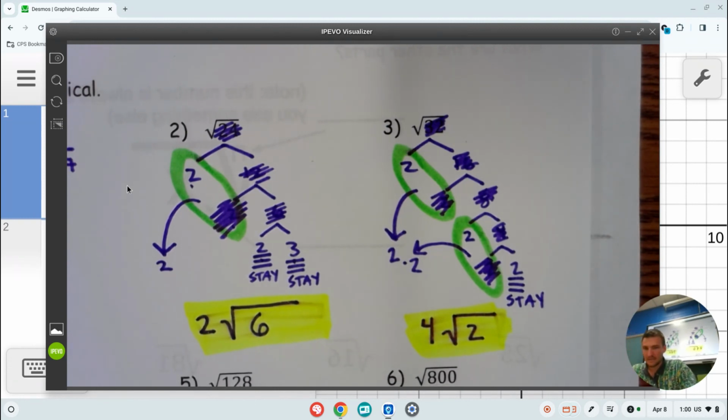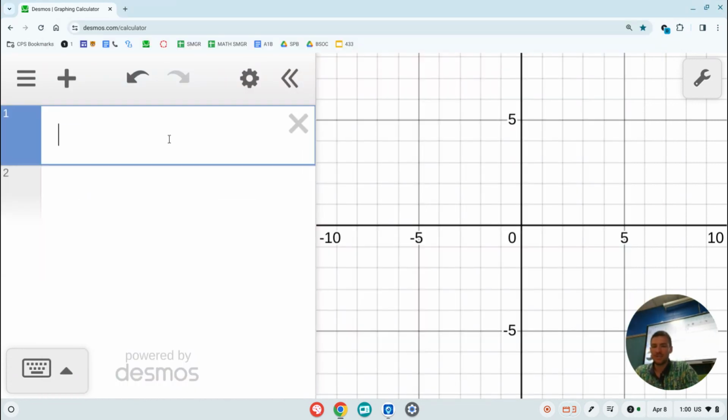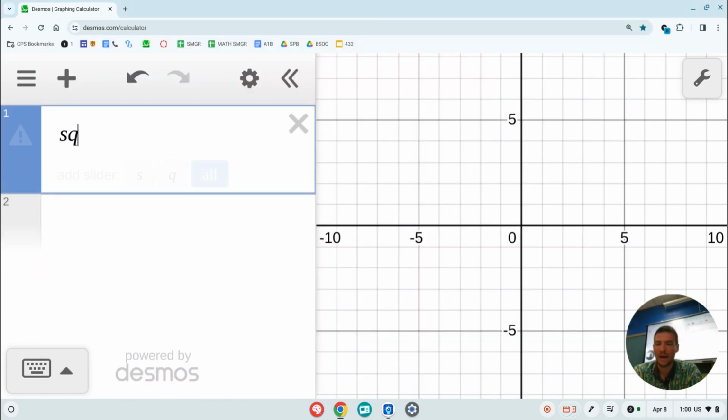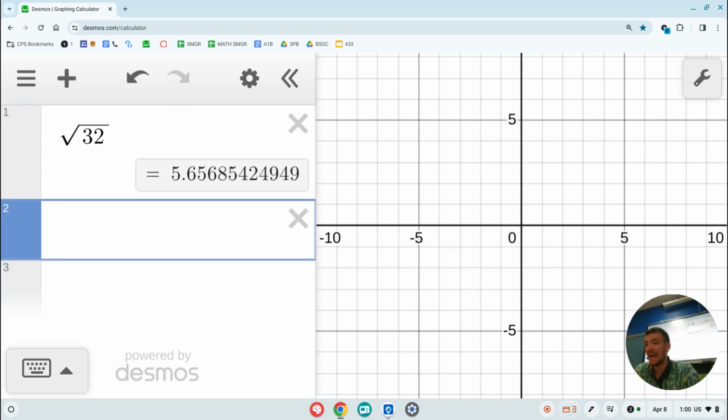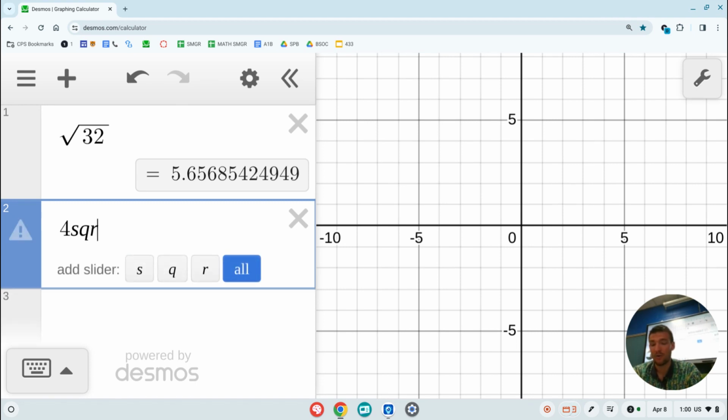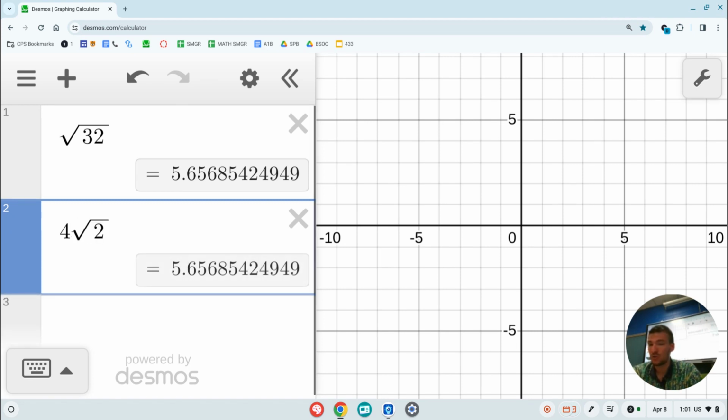But this question asked me about the square root of 32. And the answer that we came up with was 4 square root 2. And do you notice anything about these decimals? They're the same thing, okay? This is not random math that I'm making up. This does actually work, okay?